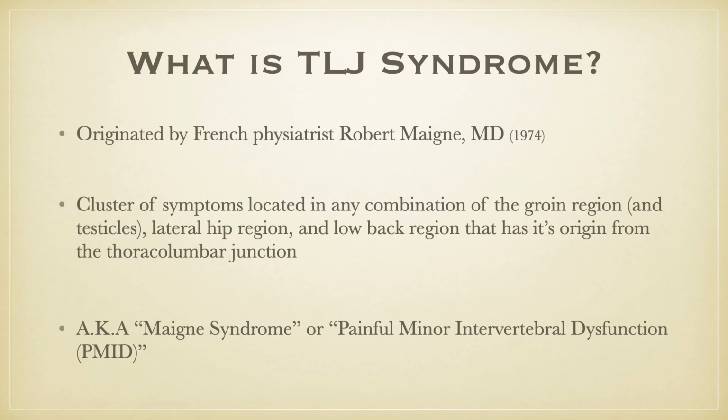But what it is, is a term that was originated by French physiatrist Robert Maigne. The earliest I think that I found that he referenced it was 1974. It is a cluster of symptoms located in any combination of the groin area, or for men, in the testicles, the lateral hip, or lower back, upper buttock, SI joint, that has its origin from the thoracolumbar junction. You may also hear it called Maigne syndrome after Robert Maigne, or something else that he referred to it as, painful minor intervertebral dysfunction, or PMID.